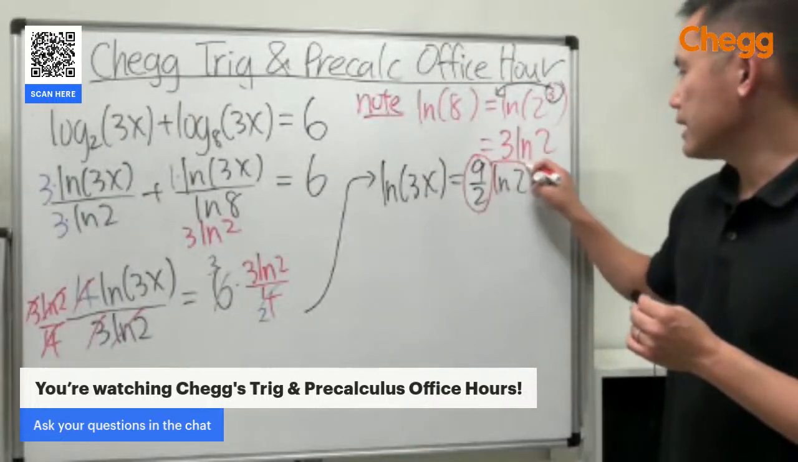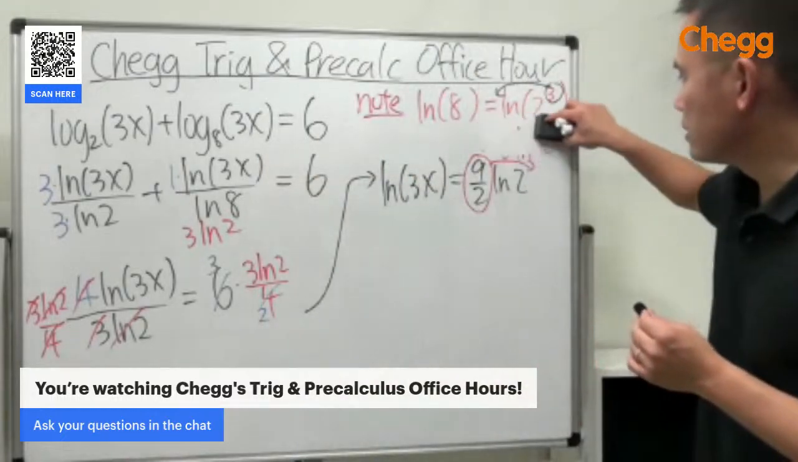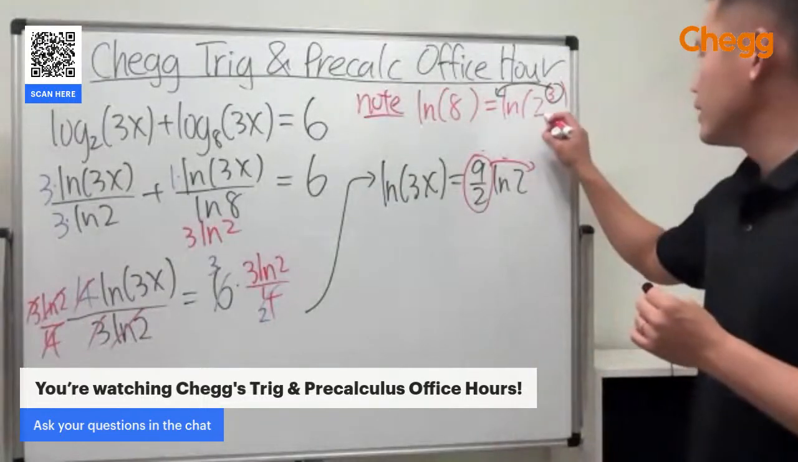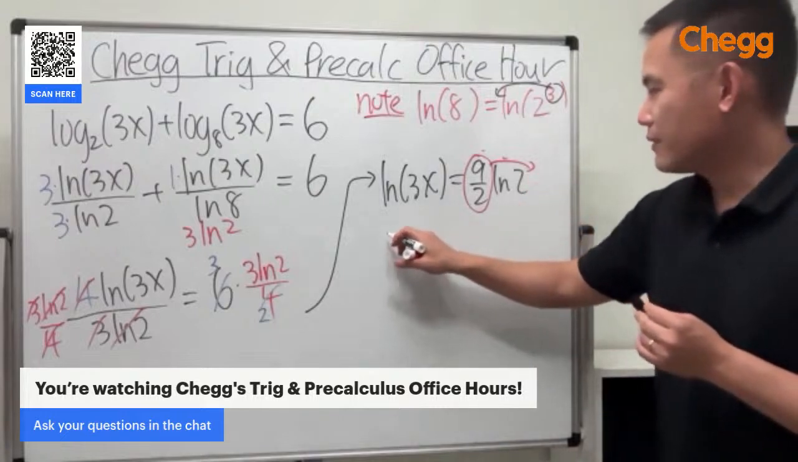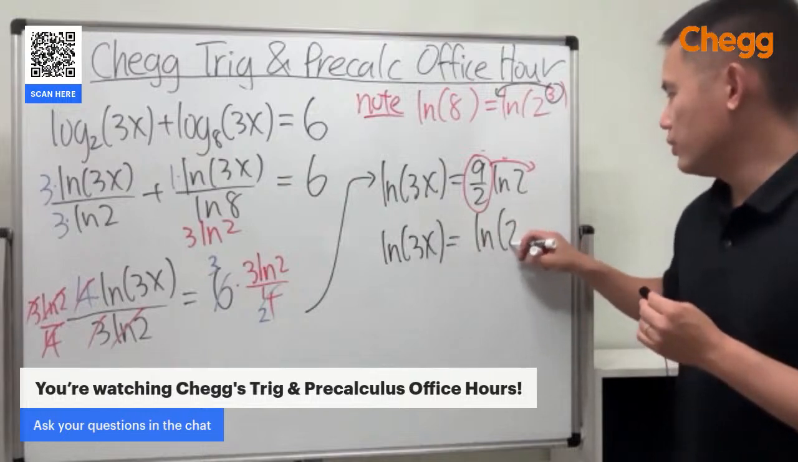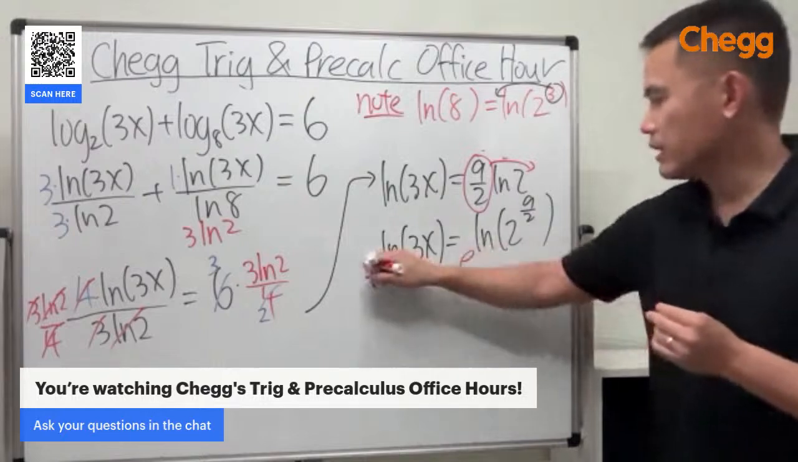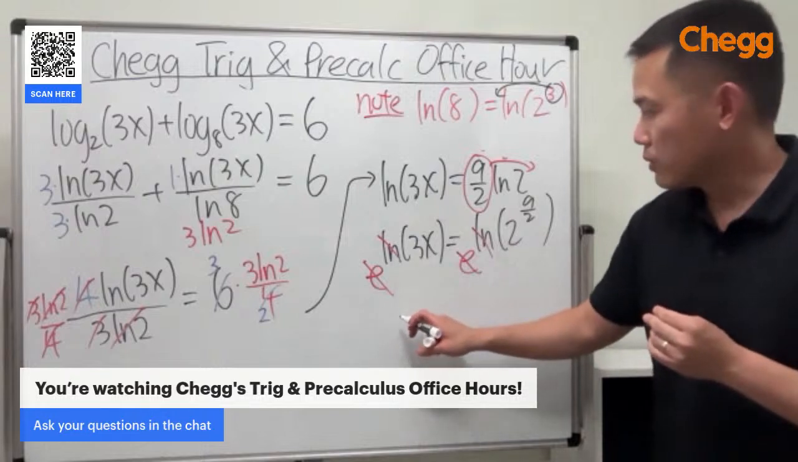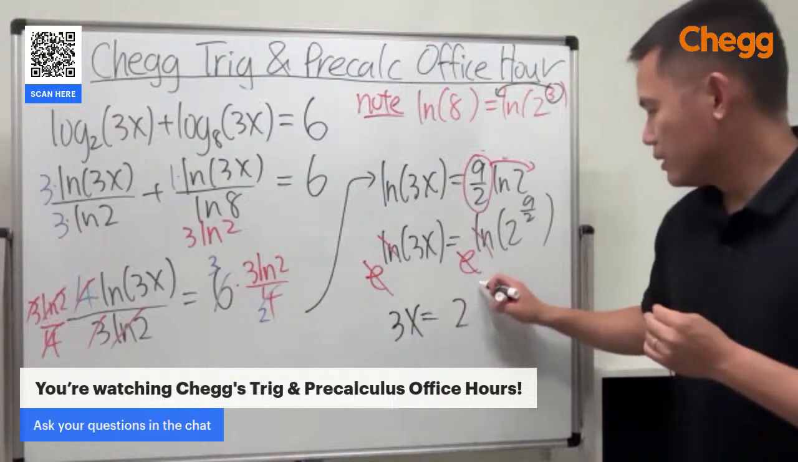And right here we can put this up here. I'm going to erase that because we don't need to see this anymore. I still want you to make this like that. So we will have ln of 3x equals ln 2 to the 9 over 2. And then do the exponential both sides. And then 3x is equal to that. So just 3x equals 2 to the 9 over 2.